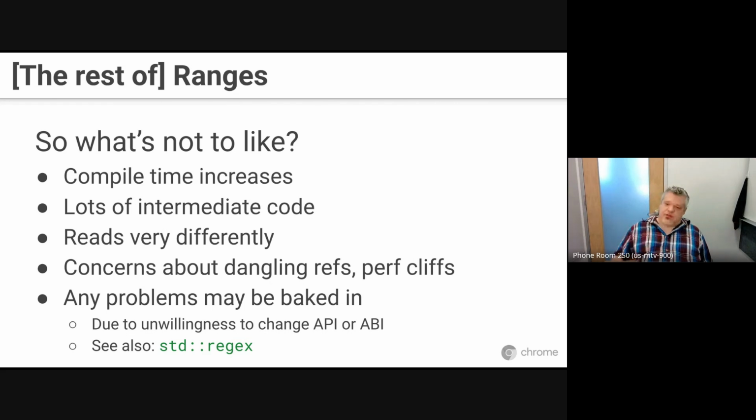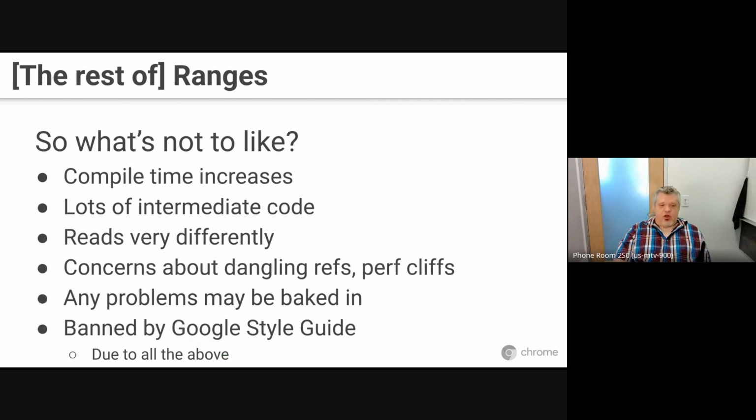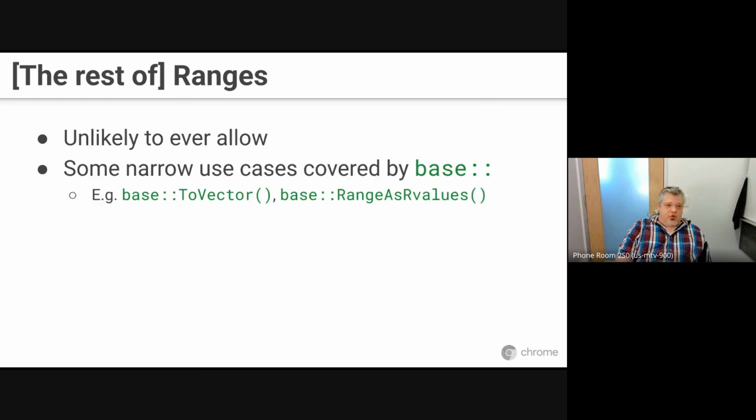So this is the concern with ranges: all of these giant changes to do ranges kind of crash-landed into C++20 at the last minute, and now we're stuck with them, and even if it turns out to be problematic, we can't fix them later. So for all of the above reasons, which is a lot, these are banned by the Google Style Guide. And we probably won't ever allow these parts of ranges either.